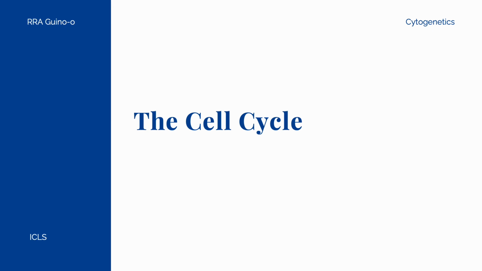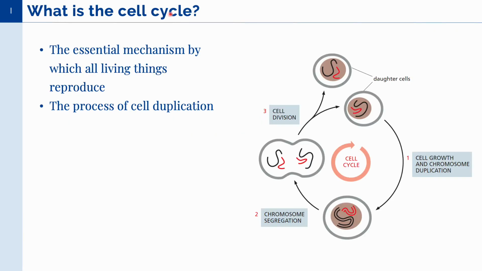Hi everyone. In this lecture, we will be talking about the cell cycle. Now, what is the cell cycle? This is the essential mechanism by which all living things reproduce. And to put it simply, this is the process of cell duplication, where one cell becomes two cells.